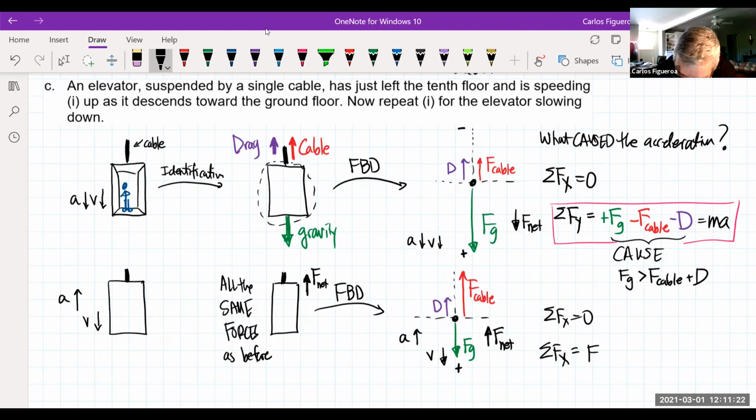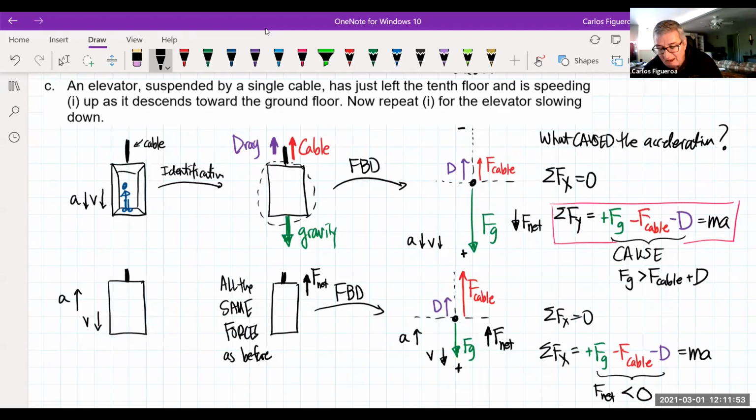It's going to be, what? It's going to be minus Fg minus F cable. Oops, I said minus. I should have said plus Fg minus drag. And then I have mass times acceleration. But in this case, you're going to find here that this is the net force again, but this is negative because F of cable and drag are bigger than the force of gravity.